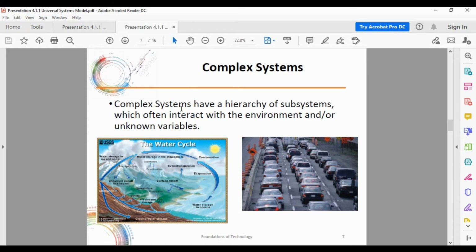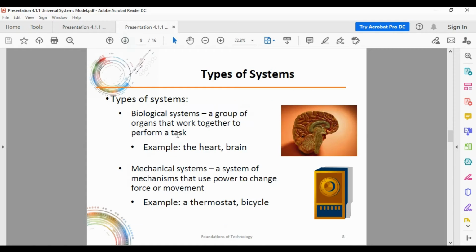I am not aware of a specified cutoff to qualify something as simple or complex, but just be mindful of those terms. Some examples: the water cycle. Complex systems could be cars, or it could also be traffic. Analyzing traffic patterns is a big area in mathematics right now.